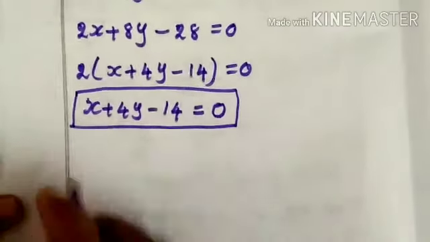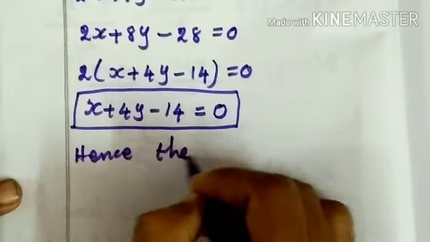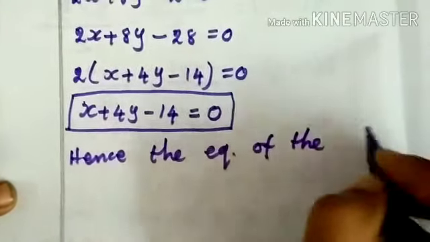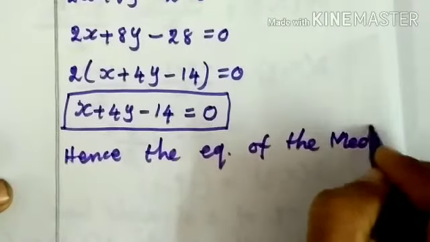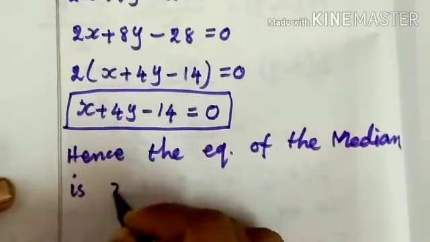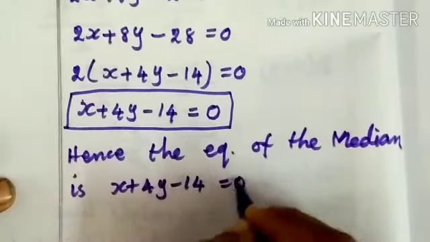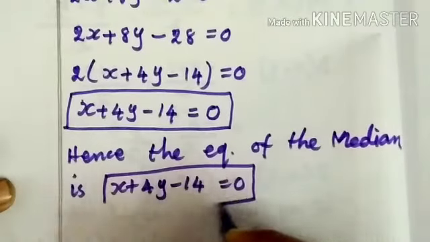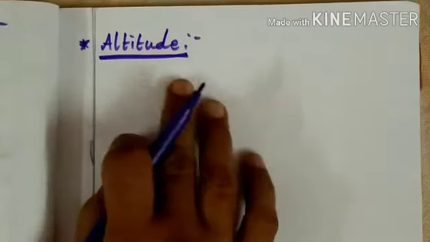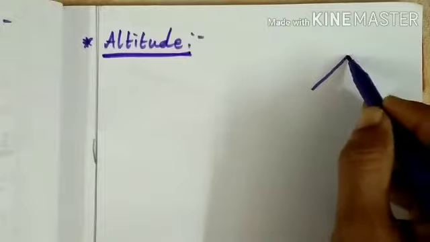Take down and write the answer. Hence, the equation of the median is x plus 4y minus 14 is equal to 0. Next, you have to find the equation of the altitude. For this also you draw a triangle.